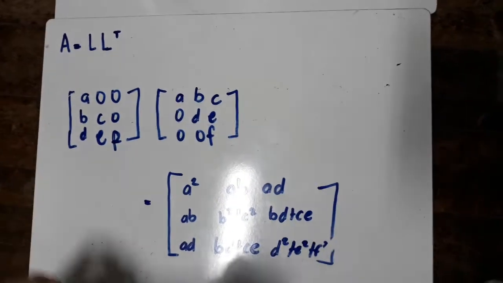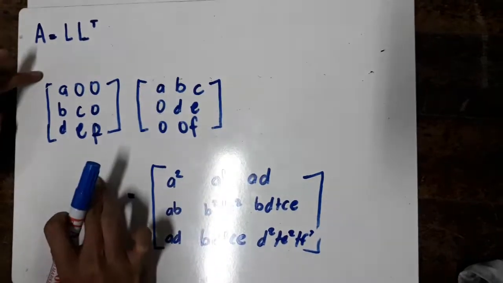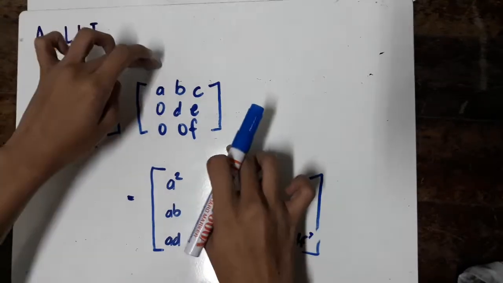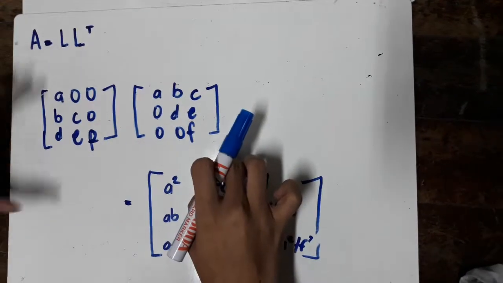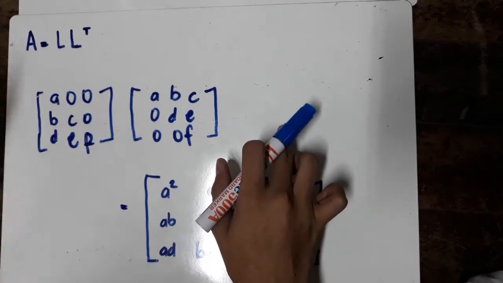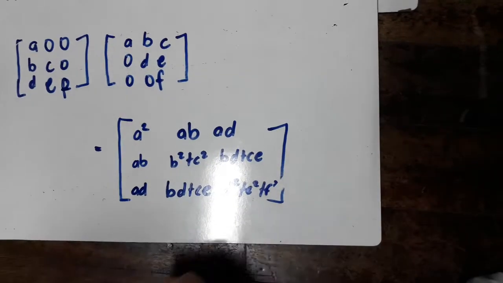So what does Hermitian mean? Hermitian means that when you transpose your matrix, the matrix transpose is the same as your original matrix. That's the Hermitian.